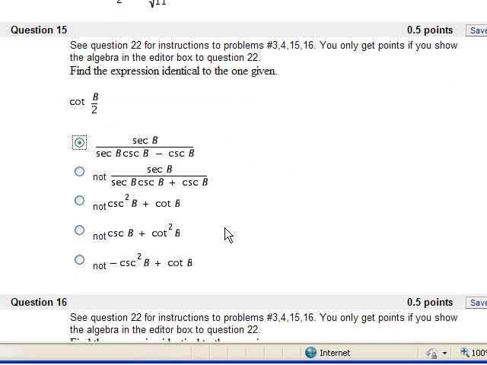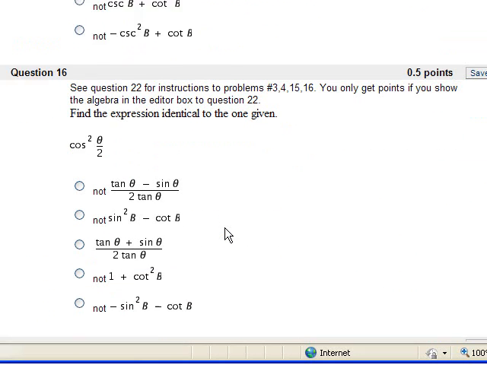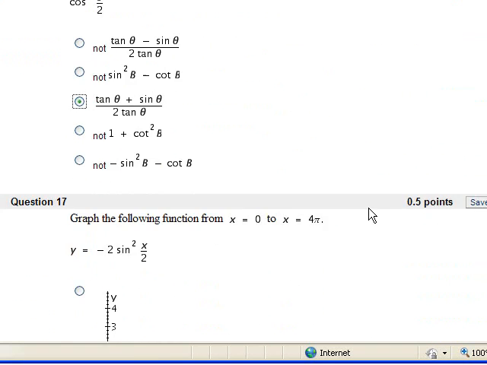And that's basically what a lot in chapter 5 is about. Same thing on number 16. Again, I give the answer away, and then you still have to show that.